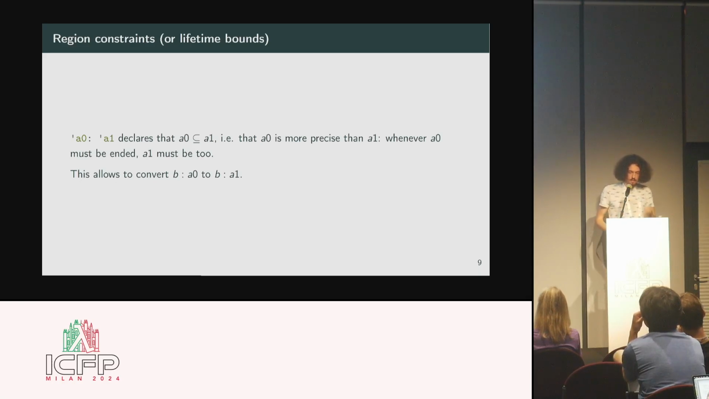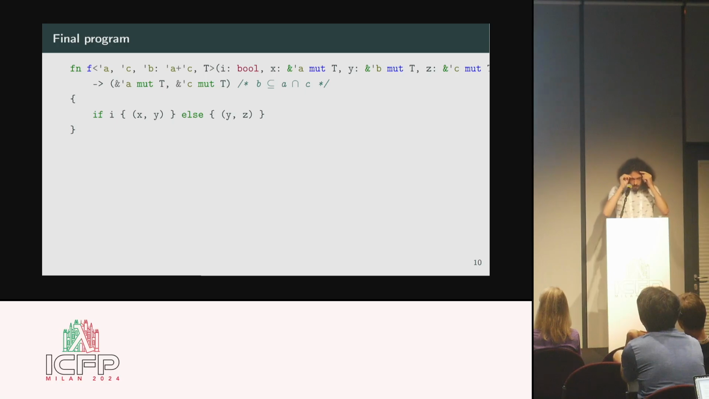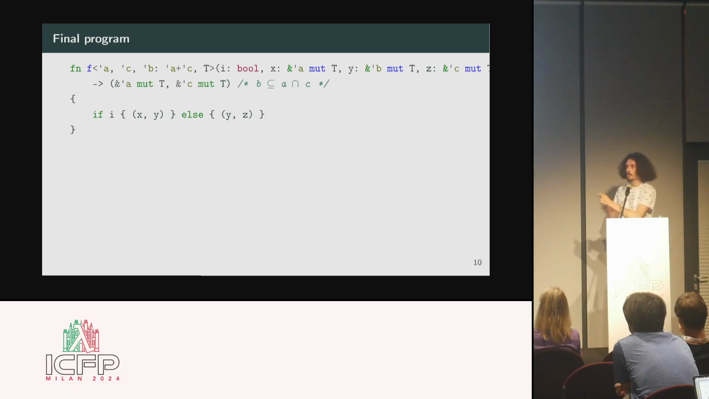And when we have this definition, this allows us to convert a borrow associated to the more precise region to one in the less precise region. So in this case, going from A0 to A1. So once we have that, we can complexify a bit. There is nothing after the T. We can complexify a bit the function signature by splitting the output into two different regions, A and C. So then, when I invalidate one, I may not invalidate the other.